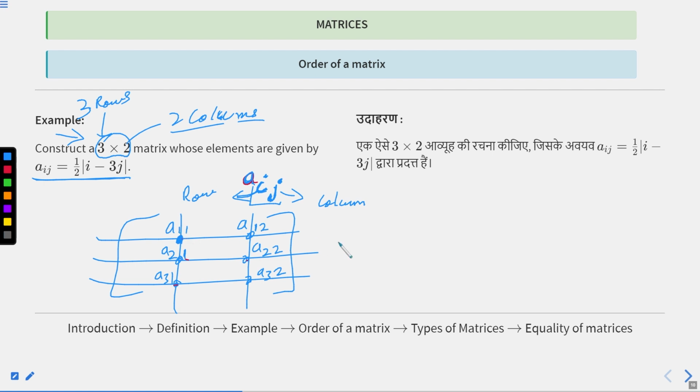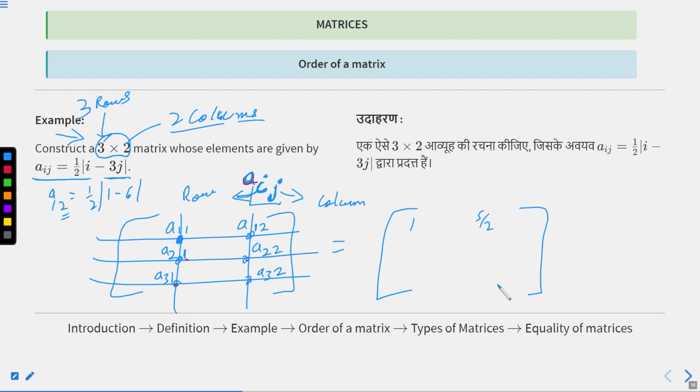So in A11, I and J are 1 1. So the A11 entry will be, as you can see, mod of 1 minus 3, and this will be minus 2, and mod of minus 2, you will get your answer as 1. Okay, so 1. Now 1 2. This will be half of 1 minus j, j is 2, this means 6. So this will be 5 by 2.